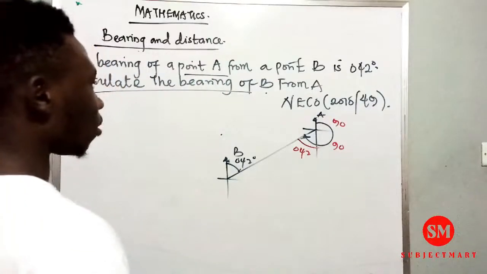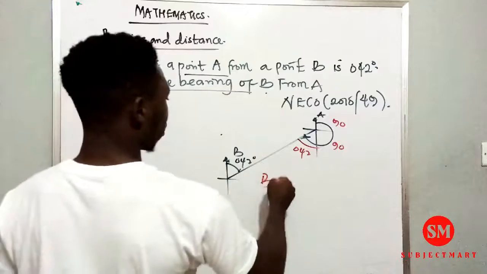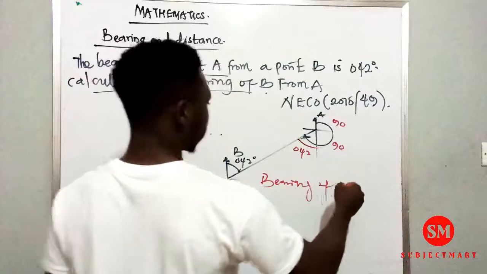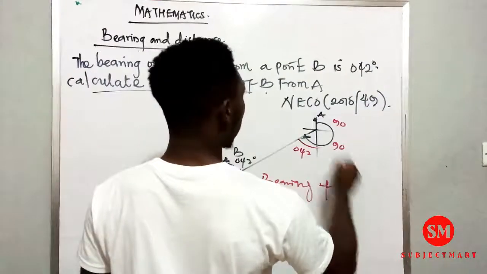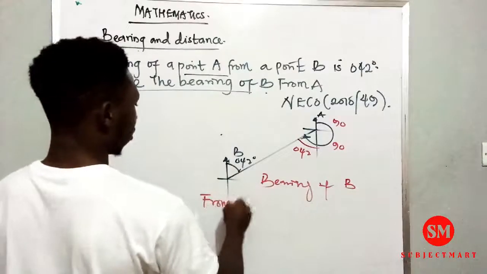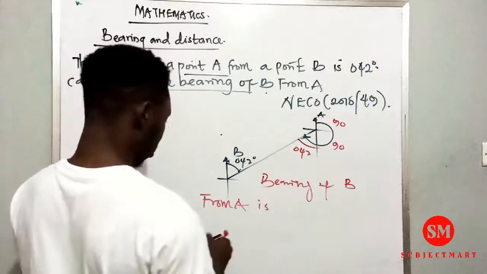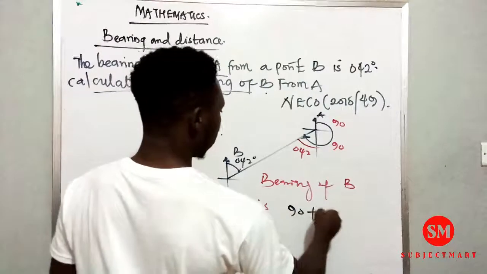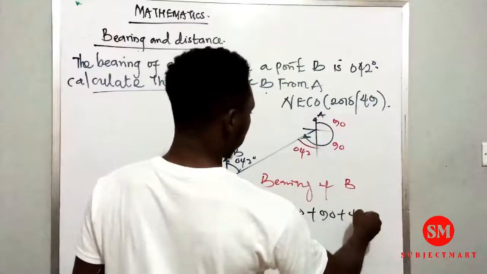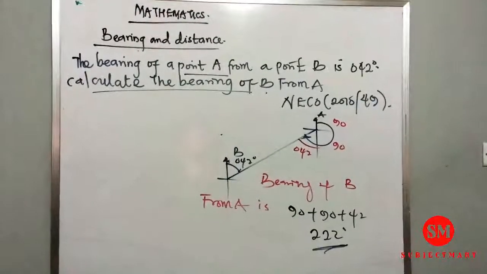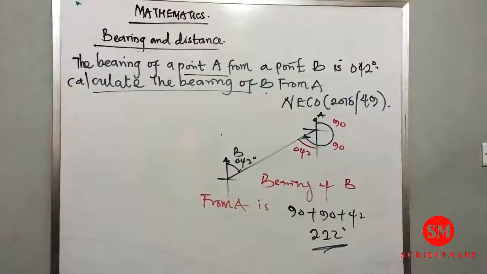So the bearing of B from A is, so what is it? 90 plus 90 plus 42. So that gives us our total answer, which is 222 degrees.